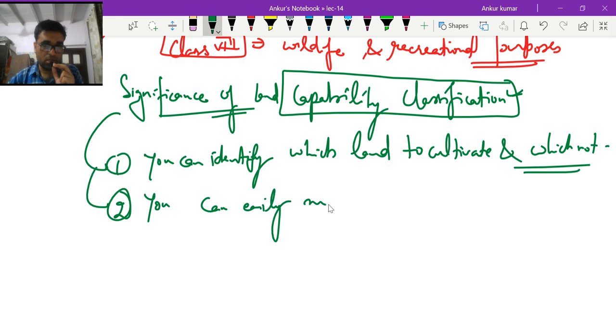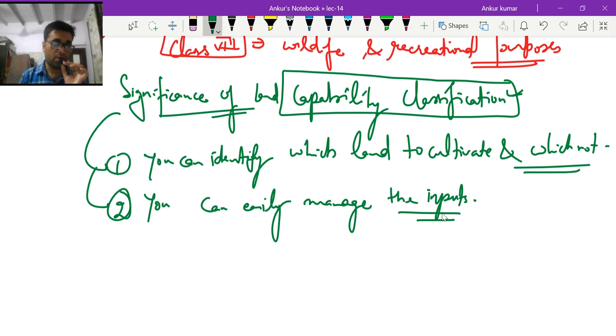If you have the catalog, point number 2: you can easily manage the inputs. Suppose you are cultivating one crop on class 3 land and another crop on class 1 land. On the class 3 land, obviously, you have to apply more input. So with the division of the land into different classes, it is very easy to identify how much input to apply to which land.